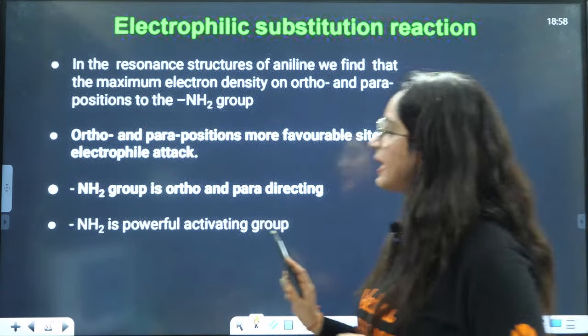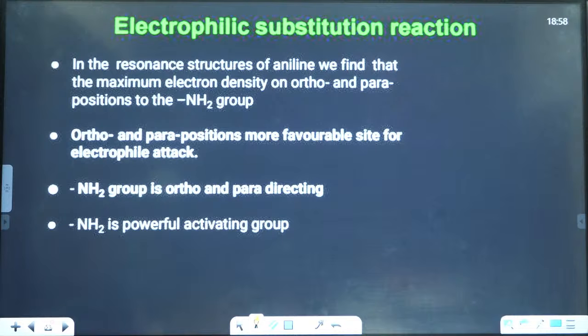Now let us do the electrophilic substitution reactions.